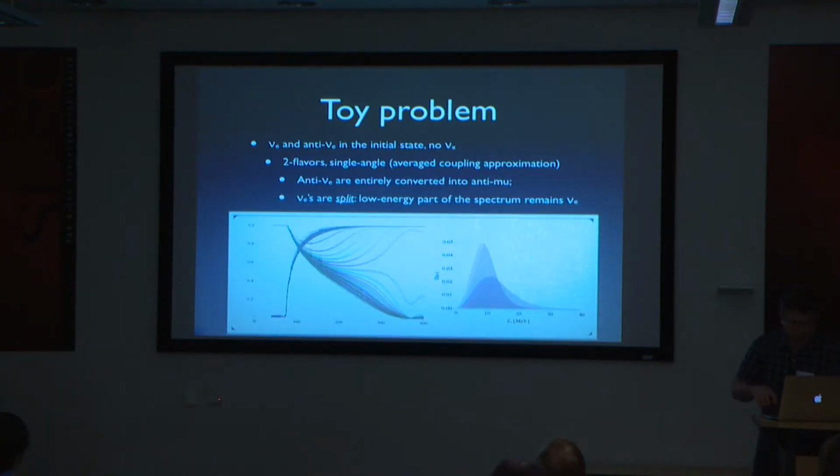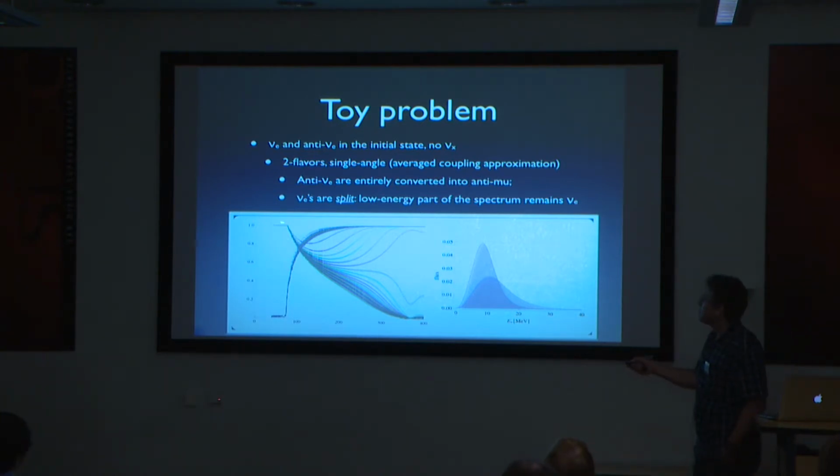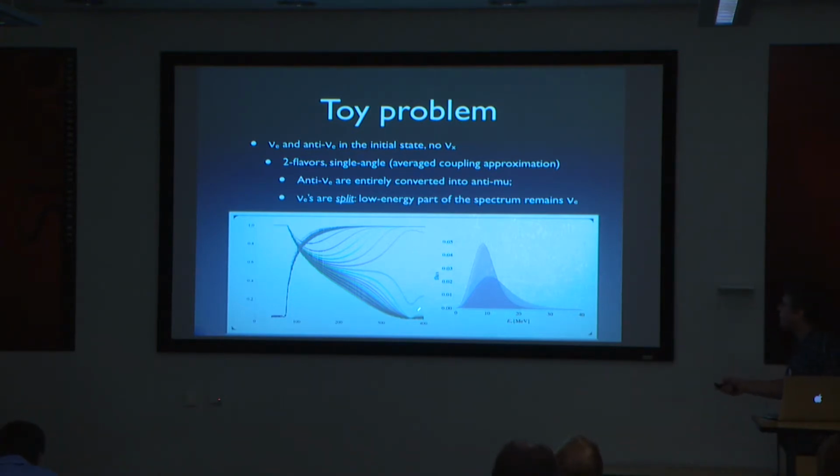Now, the next toy problem is you consider neutrinos and antineutrinos. And this is closer to what is found in the realistic supernova calculations. So initially, the oscillations are not suppressed, and at some point, the instability in this system is triggered. All antineutrinos then go into the mu and tau state, and some electron neutrinos stay electron neutrinos, and some go to the muon neutrino state. And again, there is a split.